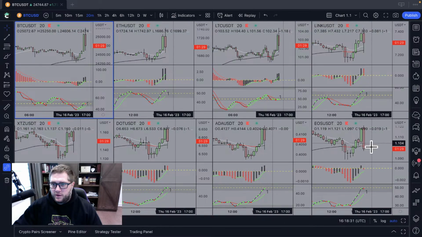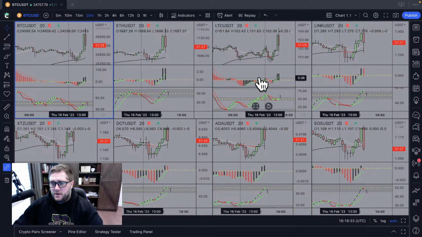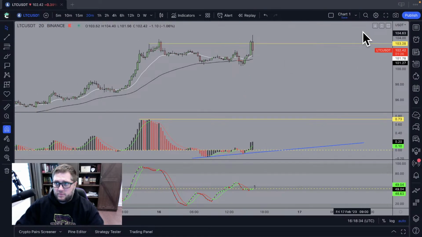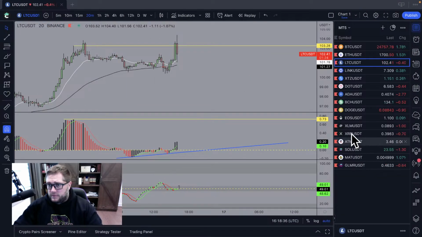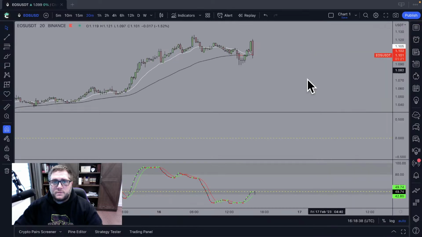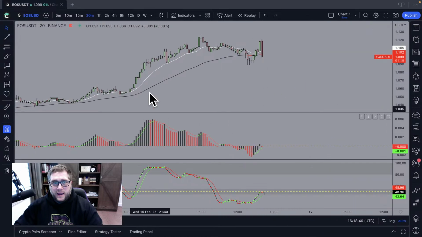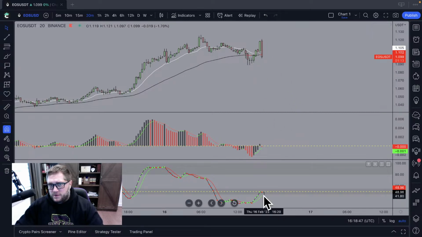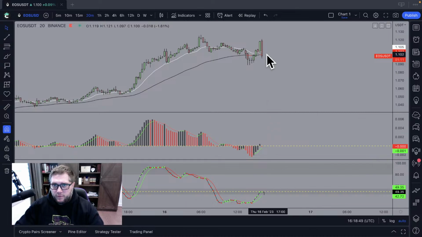Let's see which one looks... Oh, look at EOS. EOS looks pretty ugly right now. Look at that. Everything above this mark came back down and touched it. Everything came back down and touched it. You have your oscillator pointing up though, so you want to be careful with that. That means it's probably going to correct itself and come back up.